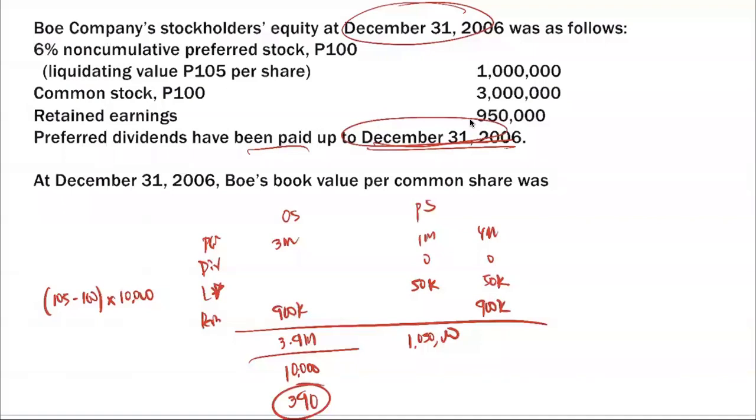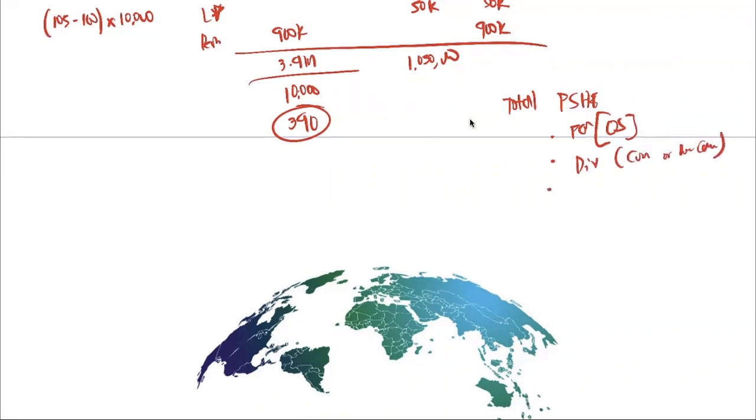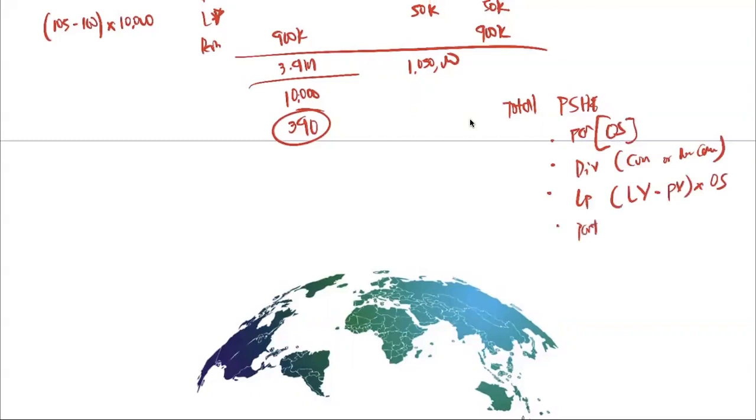Okay, again, for book value per share, what is important is for us to determine the total preference shareholders' equity, which is composed of the following. First, the par value based on your outstanding shares, and then we give any dividend depending whether it is cumulative or non-cumulative. And then we give any liquidation premium that is equal to your liquidation value less your par value times the total outstanding shares. And if there is a participation, you need to give your participation. Okay? That is your total preference shareholders' equity.